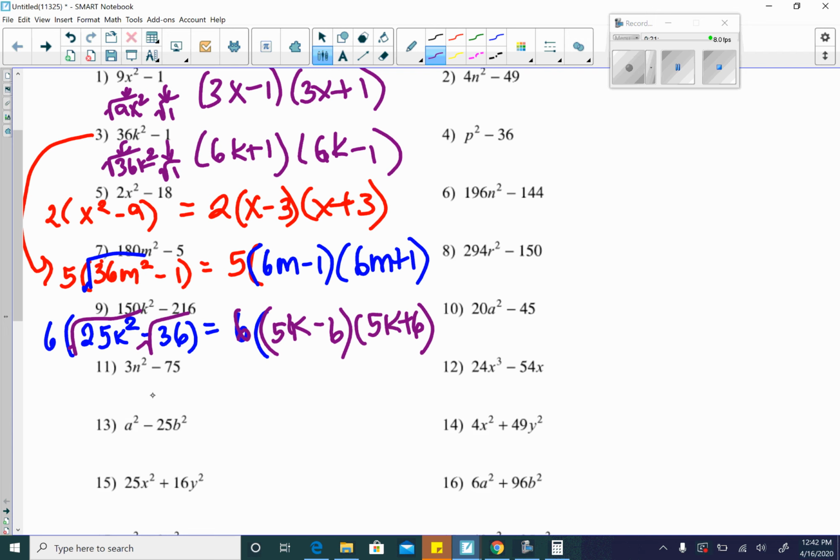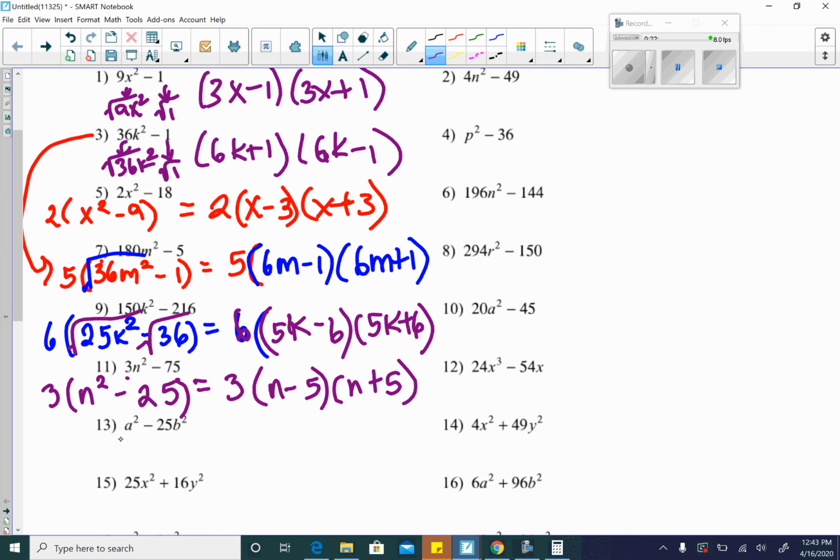All right, let's keep going here. Can I take out a GCF? Do both of these divide by 3? Yep. And I have n squared minus 25. Okay. Bring that 3 out in front. Square root of n squared is just n. Square root of 25 is 5. So n minus 5 times n plus 5.